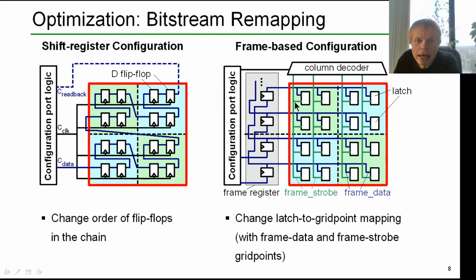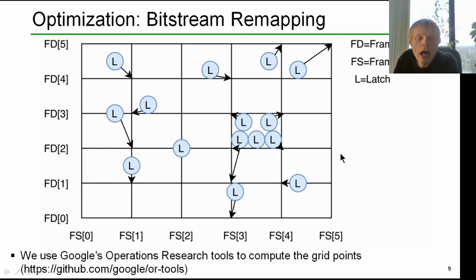Here we allocate which grid point, which is defined by a specific frame data bit and frame strobe. So if we say that this is one configuration bit and this is a specific frame strobe, then this defines a cross point, and we define which cross point will connect to which configuration latch. And this is how we do the bitstream remapping for frame-based configuration. And the algorithm that we use is not even done by ourselves, as we thought, oh, this is probably a standard optimization problem, somebody has done this.